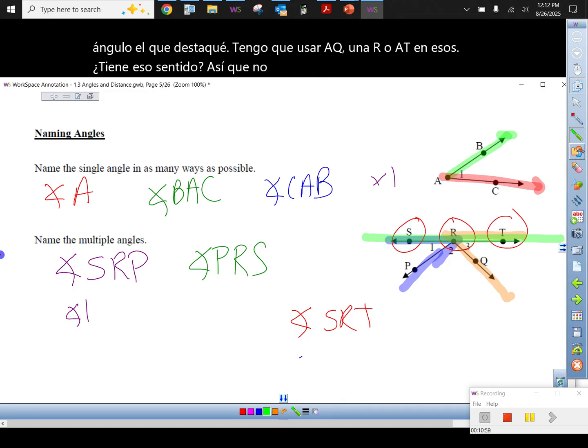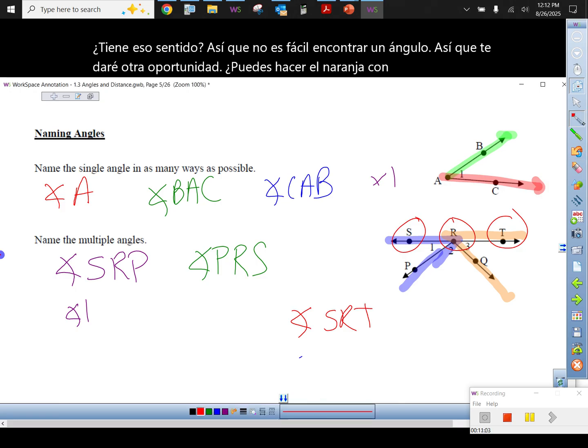So I'll give you another shot at it. Can you do the orange one with those letters? What's another chance at it? I'll give you a shot. TRQ? Pretty close. What did she forget to say? I know what she meant, but what did she forget? How do you feel about that? Is R the vertex and T and Q the other letters? Love it. What's the other way to do it by 3 letters?